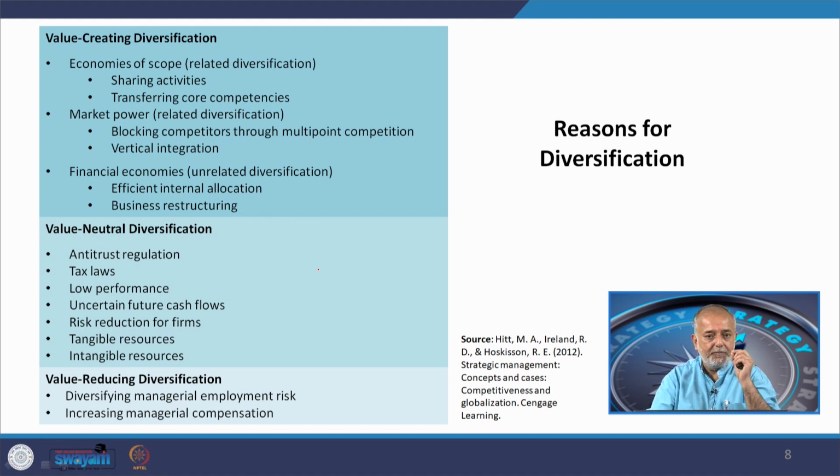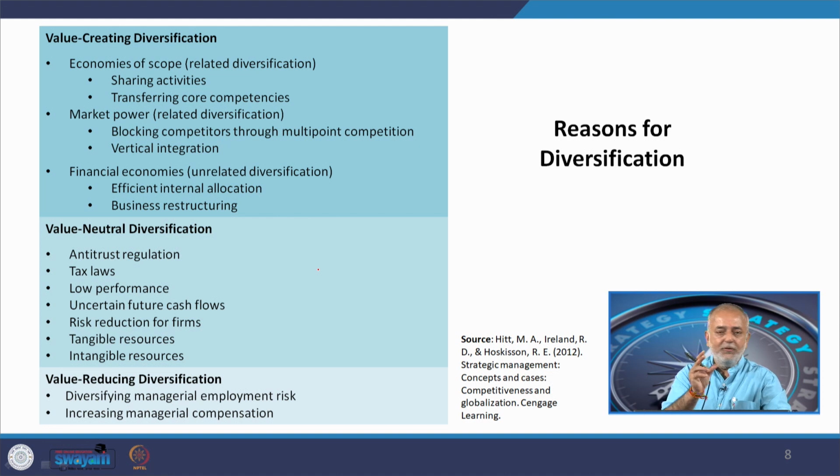So economies of scope are associated with value creating diversification. Economies of scope, that is related diversification, wherein sharing activities and transferring core competencies are the two key points. We will be talking about that. Market power, that is again related diversification, wherein blocking competitors through multi-point competition and vertical integration, so moving up and down in the supply chain. We will be talking about that. Financial economies, unrelated diversification, wherein efficient internal allocation is done and business restructuring is done many a times. So that is how largely value creating diversification works.